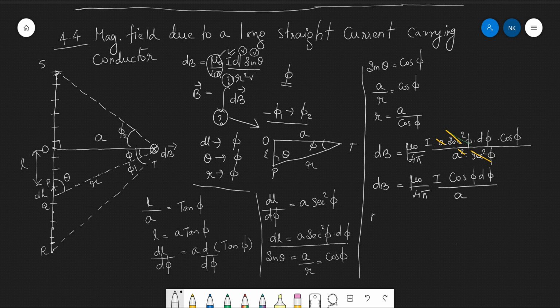So the net magnetic field B, that is the integral from minus phi 1 to phi 2 of dB, that we already know, isn't it? So that is equal to, the constants have to come out, that is mu naught by 4 pi, I by a, integral from minus phi 1 to phi 2 of cos phi into d phi. Fine.